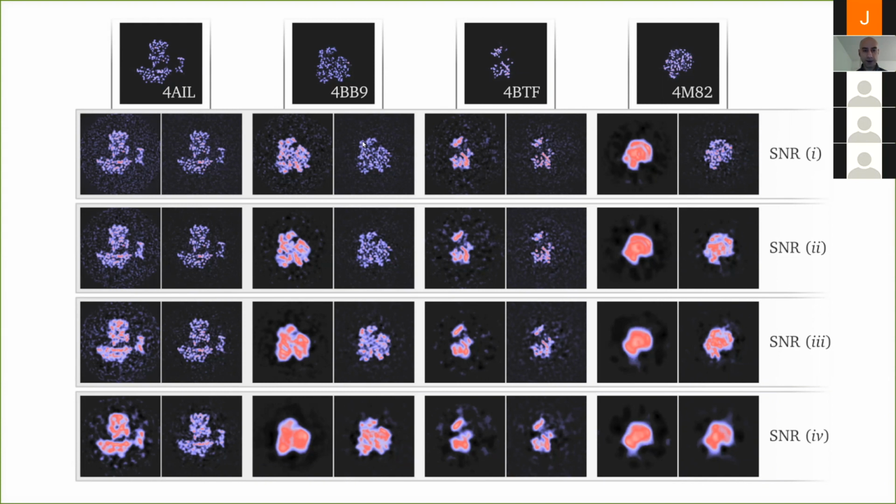And we see that the background noise is much better in basically all of the ones to the right, and we see that they are much closer to the ground truth, which we also saw in the angles and the FSC curves.